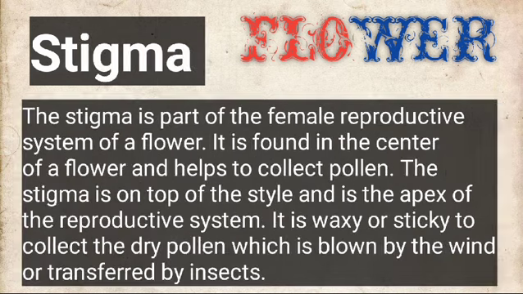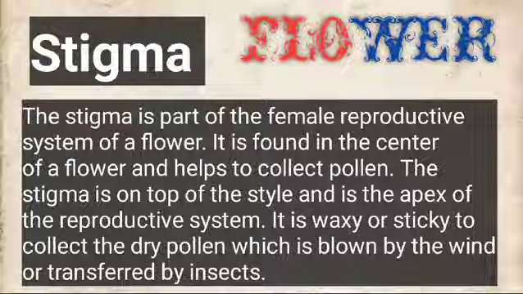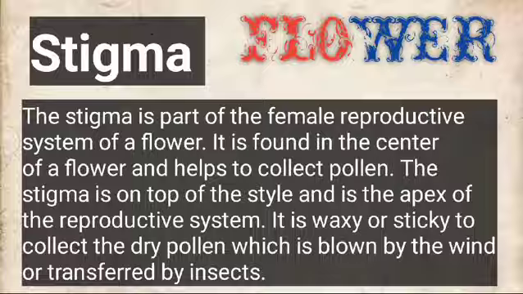You can also see the stigma in the flower diagram. So, the stigma is a part of the female reproductive system of the flower. It is found in the center of a flower and helps to collect the pollen. The stigma is on the top of the style and is the apex of the reproductive system. It is waxy or sticky to collect the dry pollen, which is blown by the wind or transferred by insects.